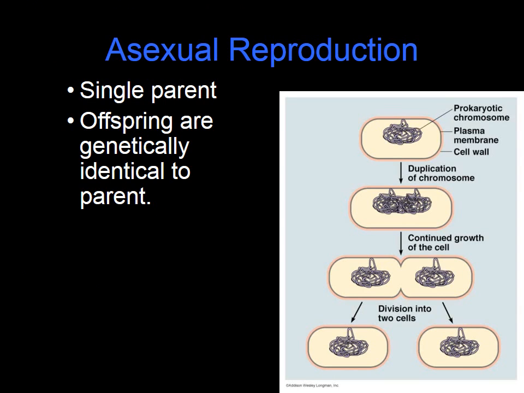So up here is a prokaryotic cell on this picture, which would be a bacteria, right? And you have one parent, and it splits. So the DNA or the chromosomes duplicate, and then the cell splits into two cells. In bacteria, this is called binary fission. And in this case, the offspring are genetically identical to the parent. Genetically identical, because you had one parent and it split in two. Okay?